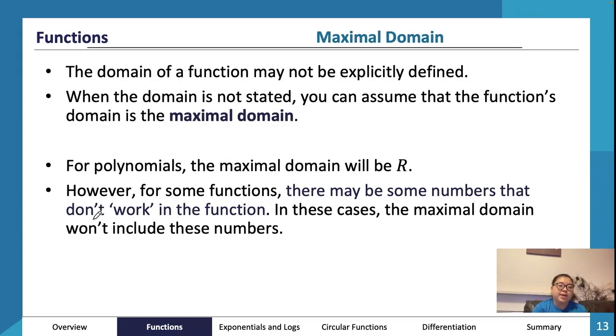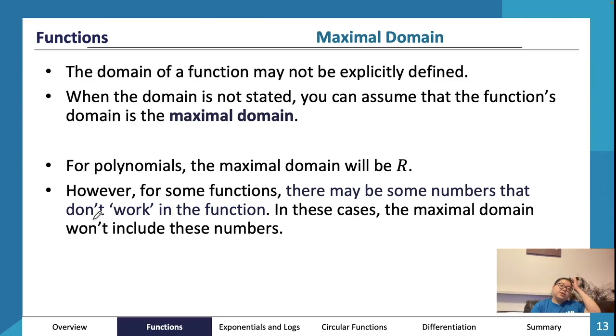What a maximal domain is: for certain functions, they aren't able to take certain values just because of how they work and how they're mathematically defined. So when the domain is not stated, you can always assume that the domain is the maximal domain. Like for the previous question, the domain was stated, so you just have to go with that domain rather than the maximal domain. For polynomials, the maximal domain will be R, just like we saw for our parabola just then. We can really input any values in and they would still work.